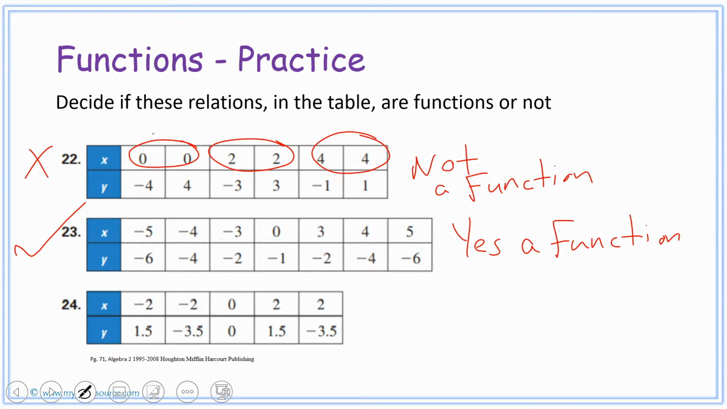And how about the last one, number 24? Is number 24 a function or not? If you said not, you are correct. This is not a function, and it fails because there are two x values there and two x values there that are the same. They are not unique. So this is not a function. All right, let's move on.